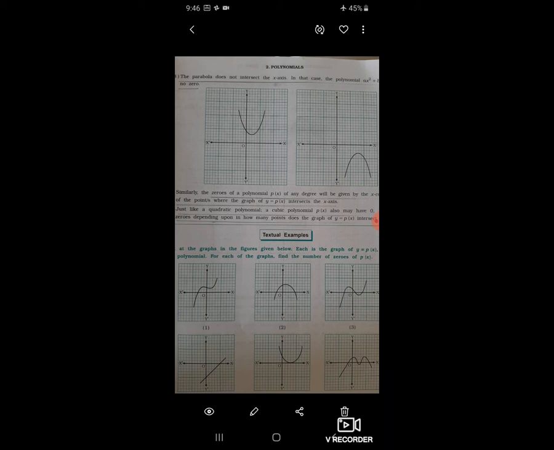Similarly, the zeros of a polynomial p(x) of any degree will be given by the x coordinate or coordinates of the point or points where the graph of y = p(x) intersects the x-axis. Just like a quadratic polynomial, a cubic polynomial p(x) also may have 0, 1, 2 or 3 zeros, depending upon how many points the graph of y = p(x) intersects the x-axis.